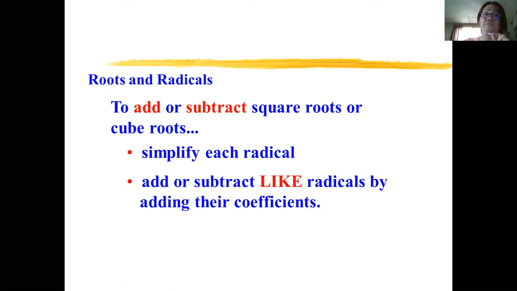Again, simplify each radical. Oh, I love the theme song or the music out there.